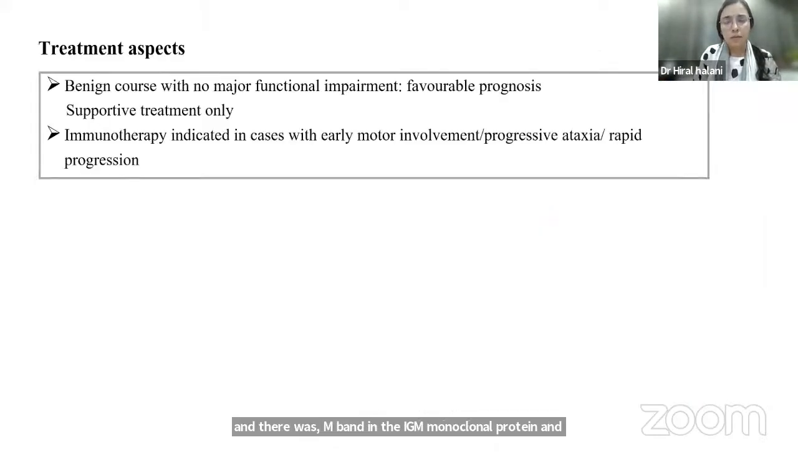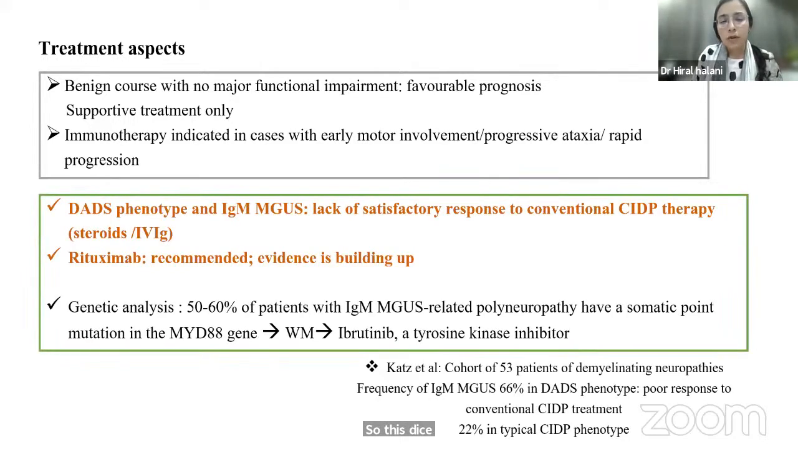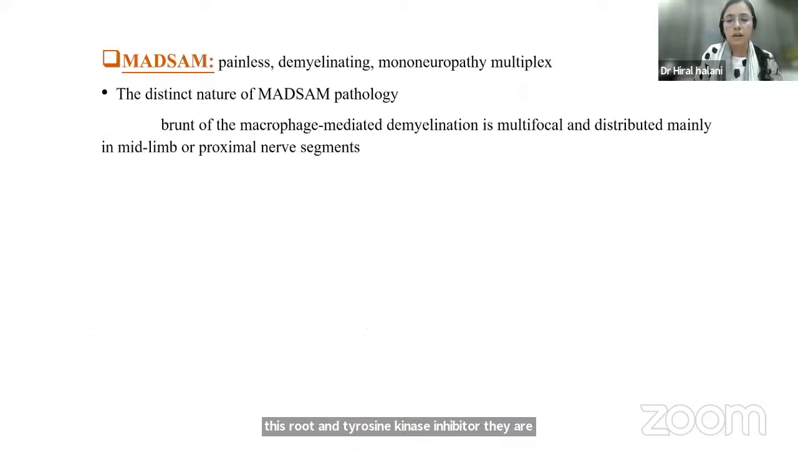So this DADS phenotype, when it is idiopathic, is usually benign and the prognosis is favorable. But when this DADS phenotype is associated with IgM paraprotein, like in our case, they usually do not respond satisfactorily to the conventional CIDP therapy, and there the recommendation is to use rituximab early. Another option for these patients is the tyrosine kinase inhibitor ibrutinib, because 50% of them have a genetic mutation and they produce Waldenstrom macroglobulinemia, and there this Bruton tyrosine kinase inhibitor is helpful because of the anti-neoplastic effects.